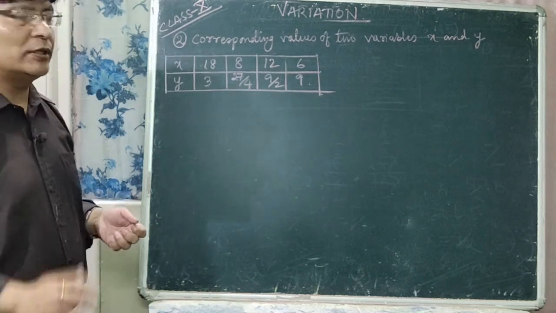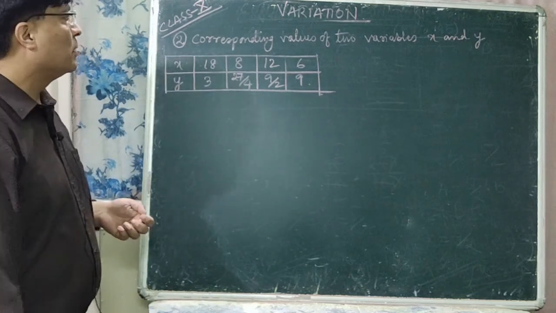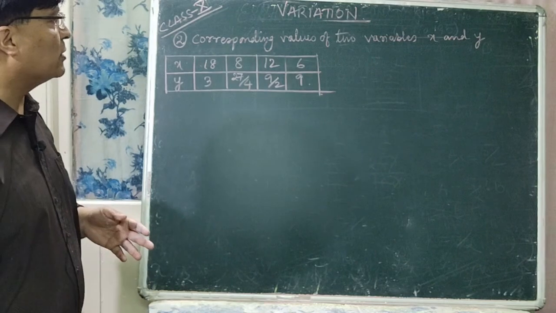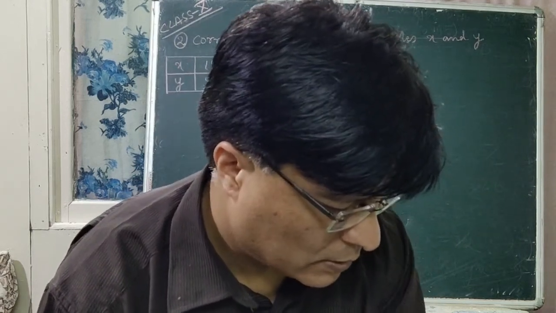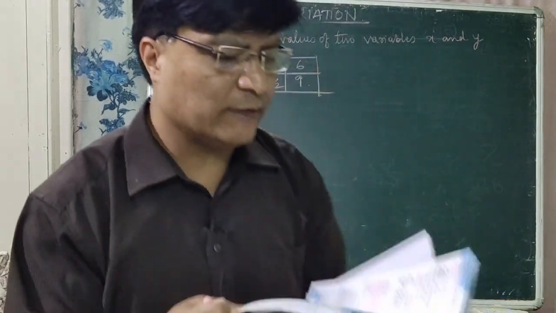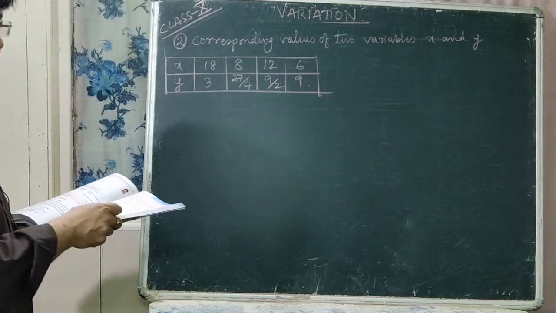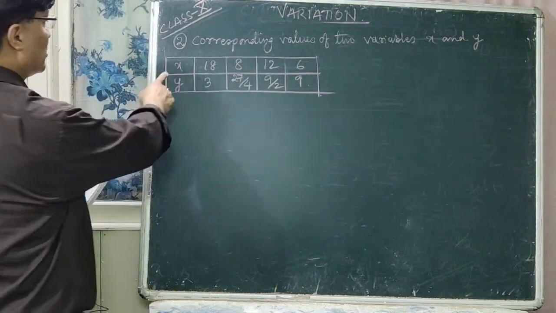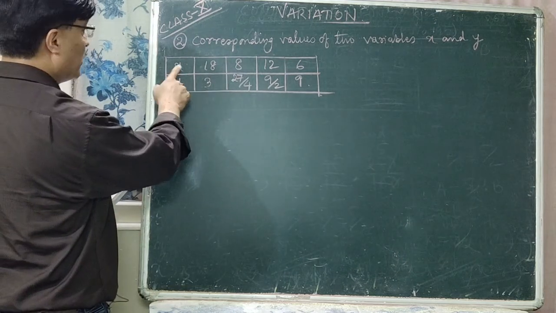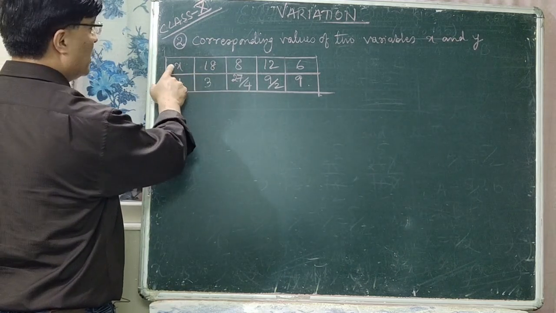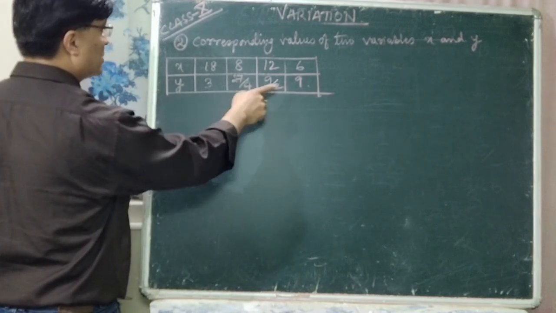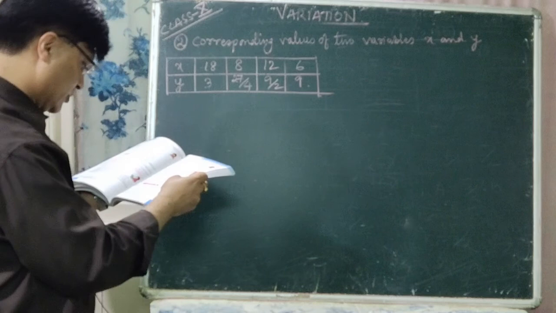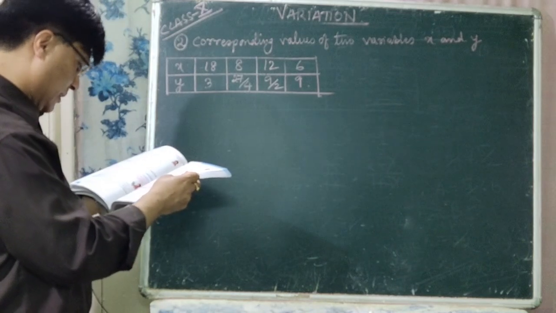Now we'll do the next question, that is question number 2. Corresponding values of two variables x and y are given out here in this table, right? So in this table, corresponding values of x and y are given here. So x is equal to 18, y is equal to 3. When x is equal to 8, y is equal to 27 by 4. When x is equal to 12, y is equal to 9 by 2. When x is equal to 6, y is equal to 9.